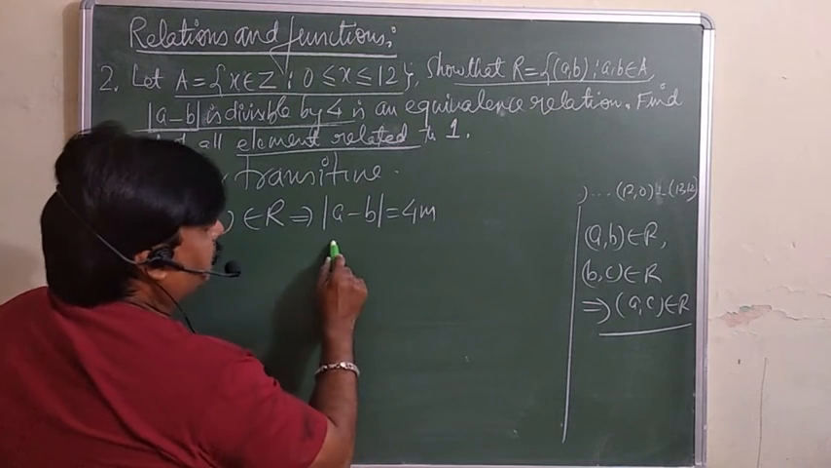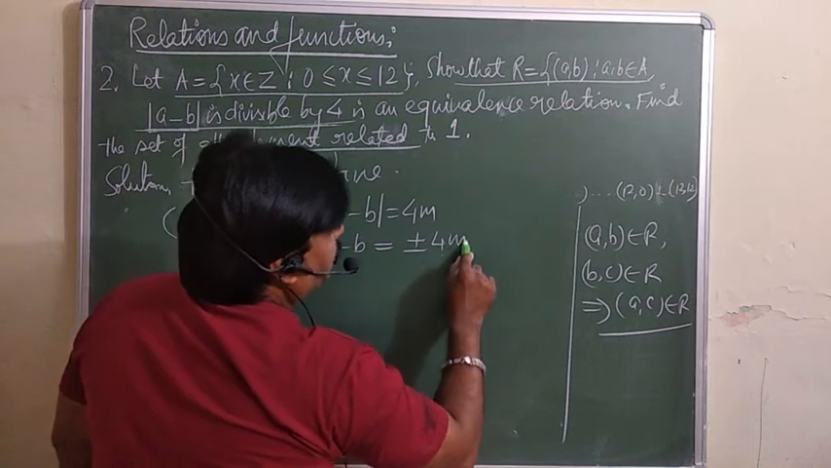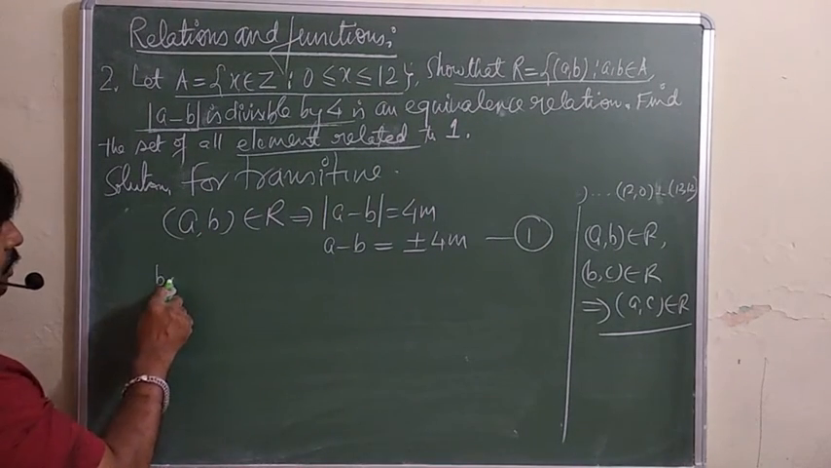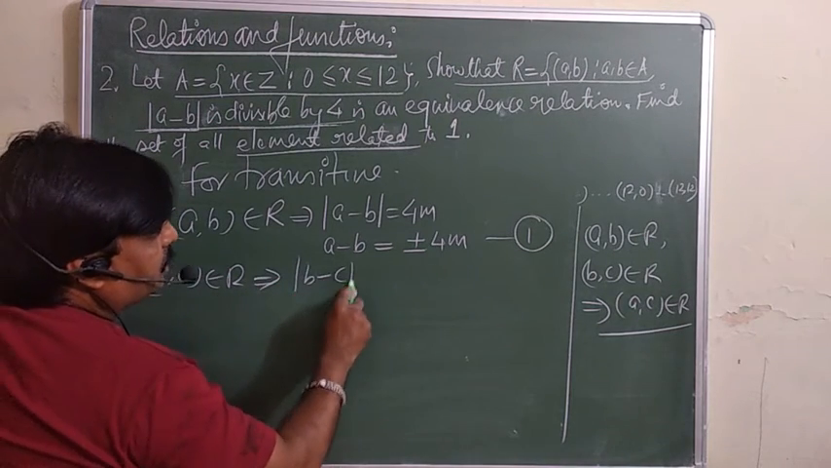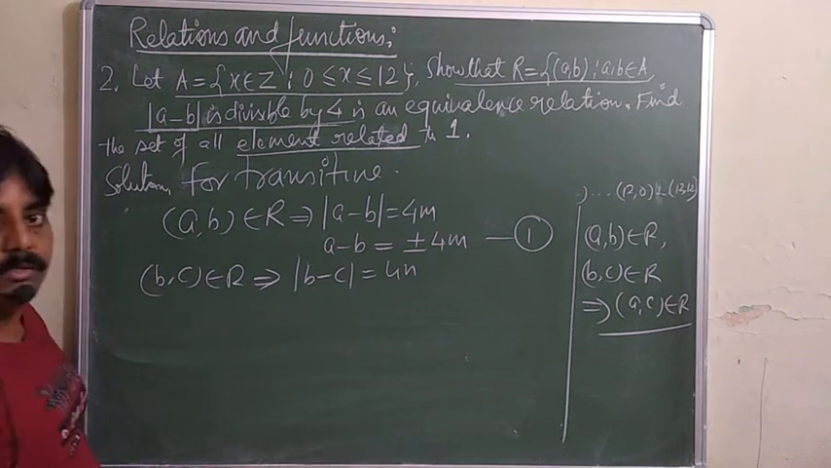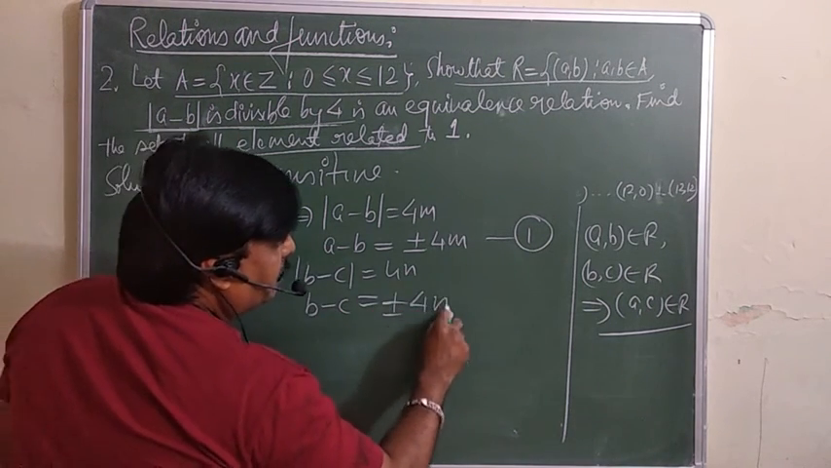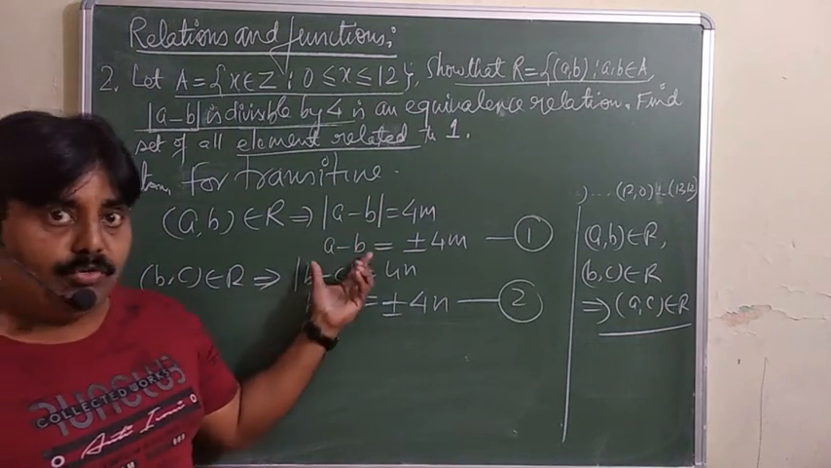तो इसको हम ऐसा भी तो लिख सकते हैं, A minus B is equal to plus minus 4n. This is your equation 1. Similarly, BC belongs to R, it means B minus C is equal to multiple of 4. And this can be written as B minus C equal to plus minus 4n, because it may be the plus or minus, we don't know, that is absolute you are taking.